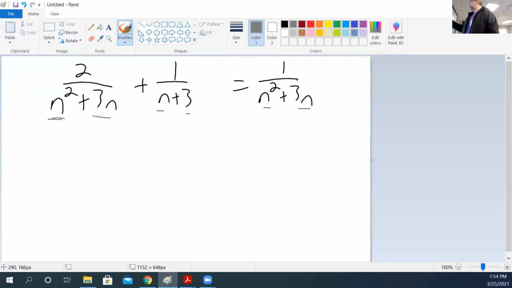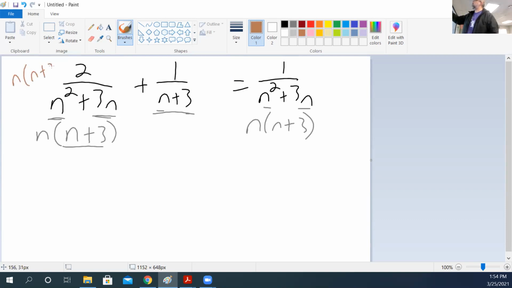So on the far left here, I see that both of them have an n, so I factor out an n. So what's left is n plus 3. And look at that. It has that in common with that one, which is good. And this one's the same, so I'm just going to copy what I did. And so now that's the biggest one. It has something in common with that middle. So I'm going to multiply everything times n plus 3, n plus 3, and n plus 3.